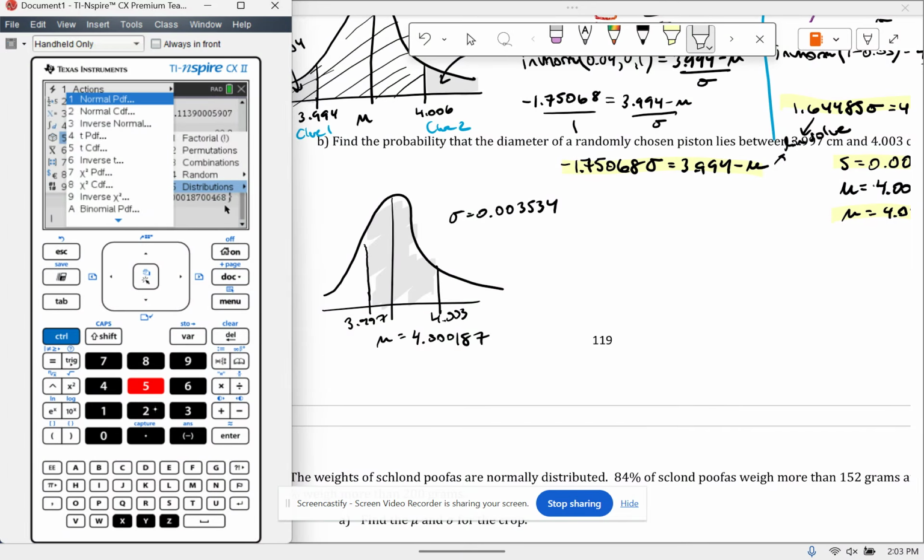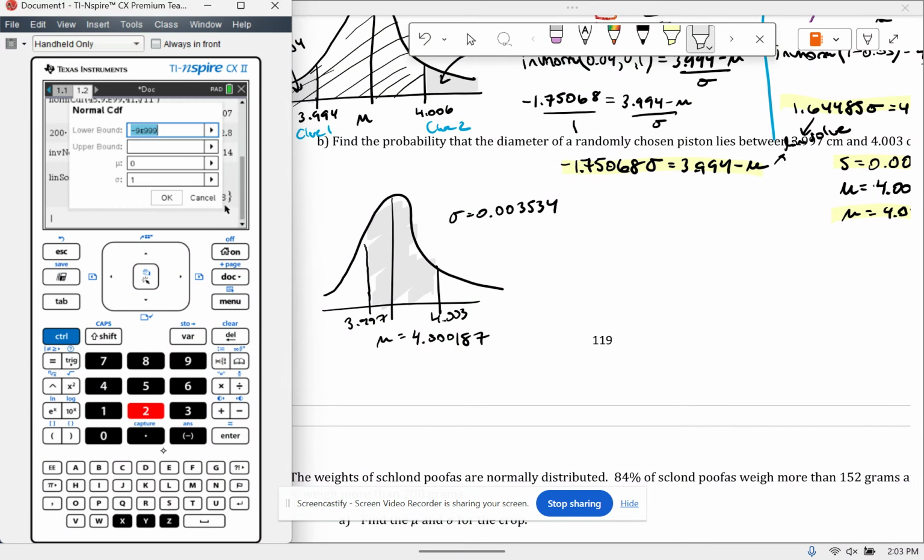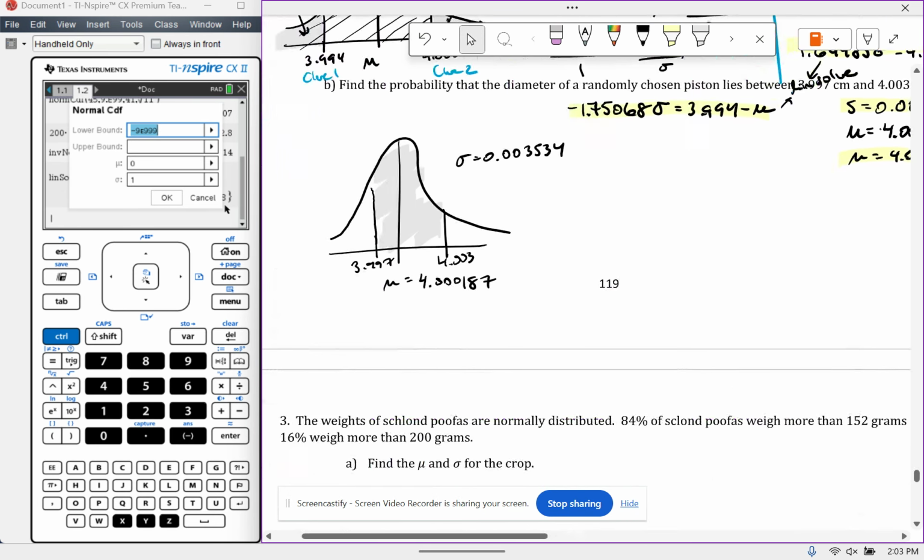Wait, are we still in 2A? Wait, are we actually? No, we're on 2B. What's the answer to 2A? It was whatever your calculator spit out, the mean and the standard deviation. I see. Wait, I wrote it as an S. Sorry, I'm behind.